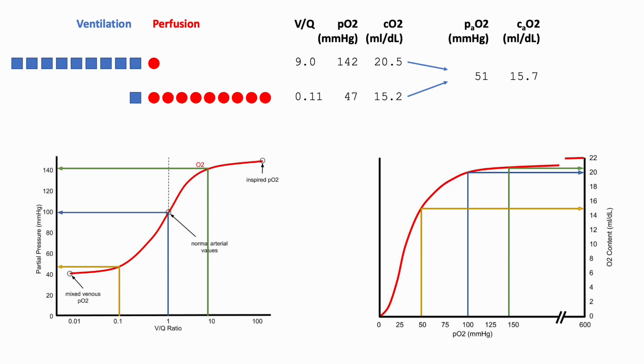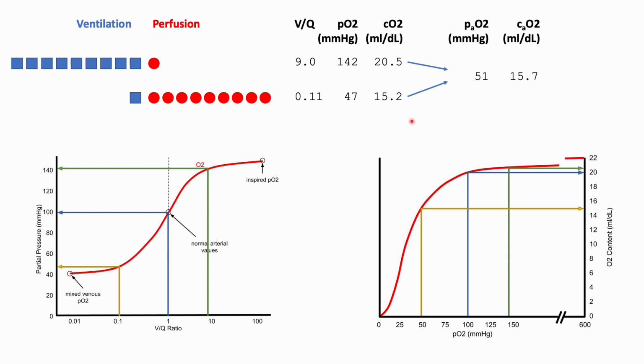There are actually two flaws in the argument. First of all, while the partial pressures in the high and the low VQ units look like they might kind of balance each other out, because of the shape of the oxygen dissociation curve, the oxygen contents do not balance each other out, because the high VQ unit only has a marginally increased oxygen content, while the low VQ unit has a significantly reduced oxygen content.